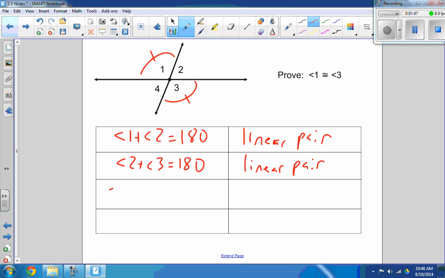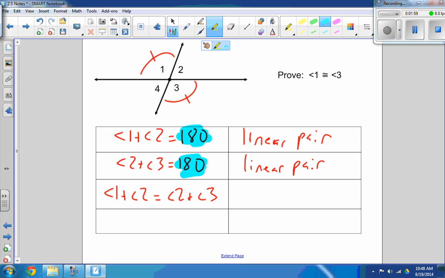Now I can say angle 1 plus angle 2 equals angle 2 plus angle 3. Well, why can I do that? Well, they both equal 180, so I can substitute one for the other. I will substitute in here because it's 180. So, substitution.